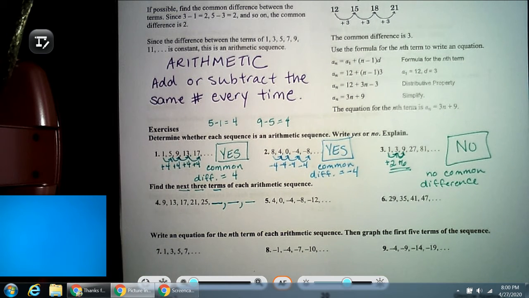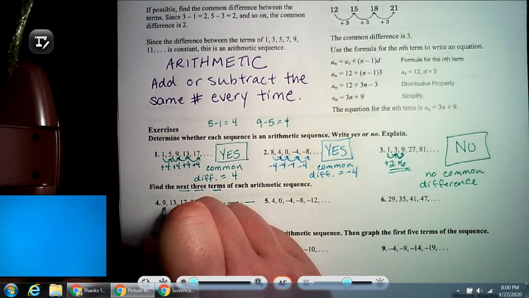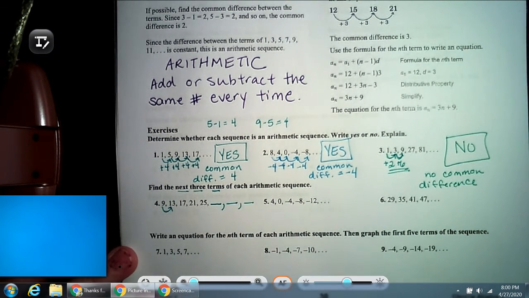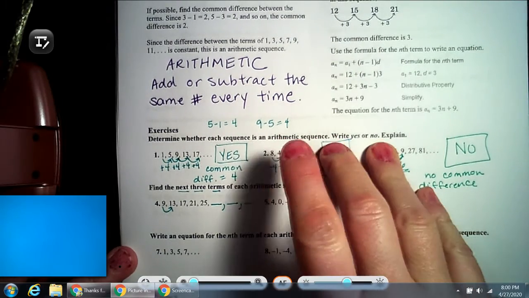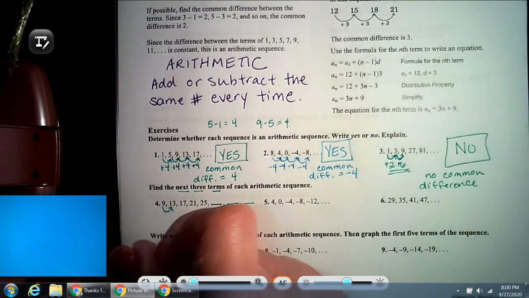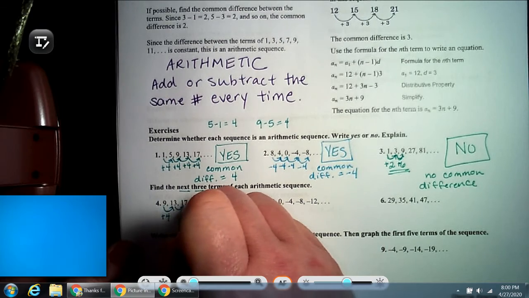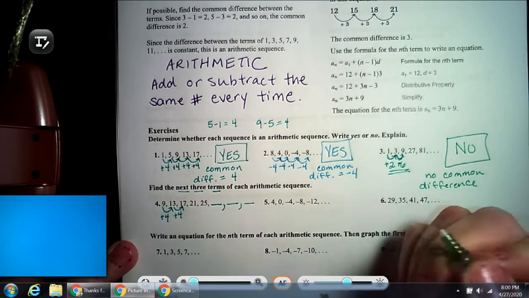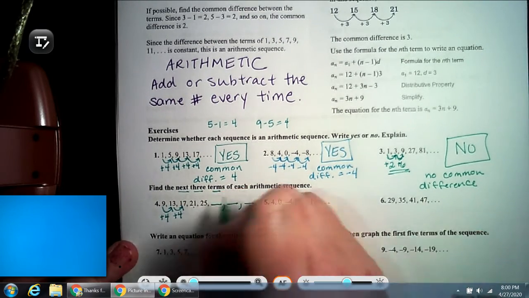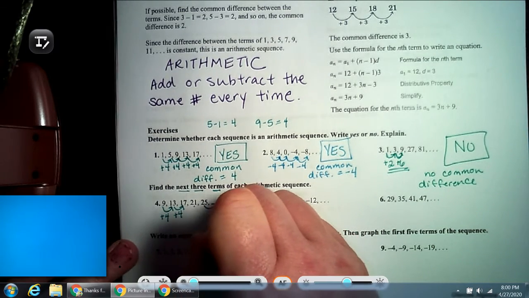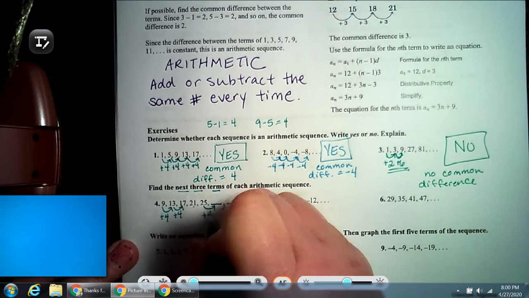So in order to figure that out, we need to look for our pattern. We need to figure out what our common difference is in the arithmetic sequence. So I want to know what I would have to add to get from 9 to 13. If I'm at 9, 10, 11, 12, 13, I'm going to add 4. 13 plus 4 is 17, plus 4 is 21, plus 4 is 25. So the way I figure out my next 3 terms is I'm going to just keep adding 4.